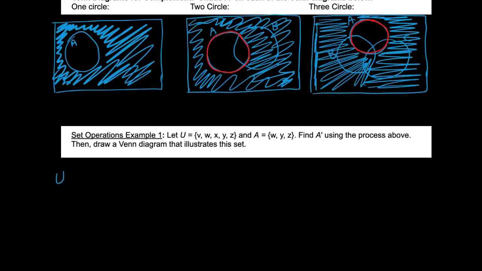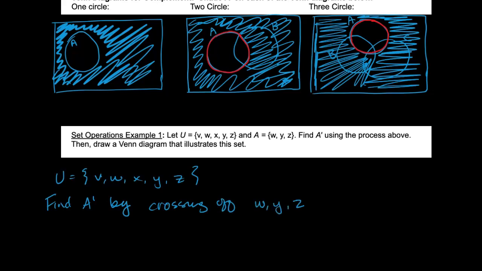Okay, so I'm going to list out U, so V, W, X, Y, and Z, and then I'm going to look at A, and I'm going to find A complement by crossing off W, Y, and Z because I want to find out what's not in A. So if A is W, Y, and Z, then that means A complement is just going to be V and X. It's what's left. So A complement is what's not in A, so V and X are not in A.